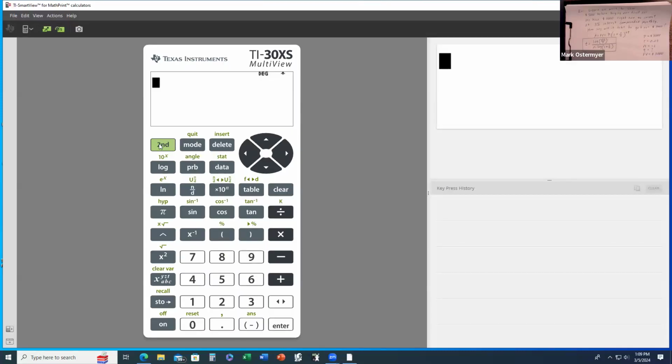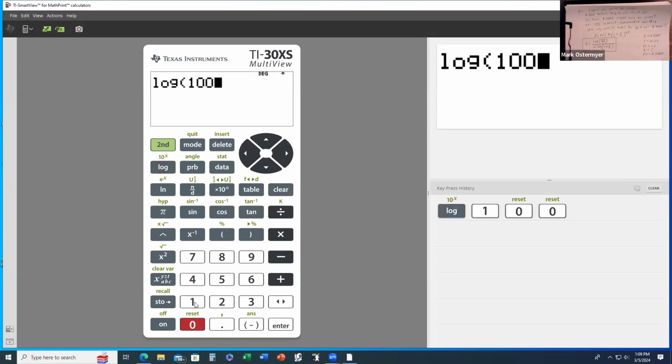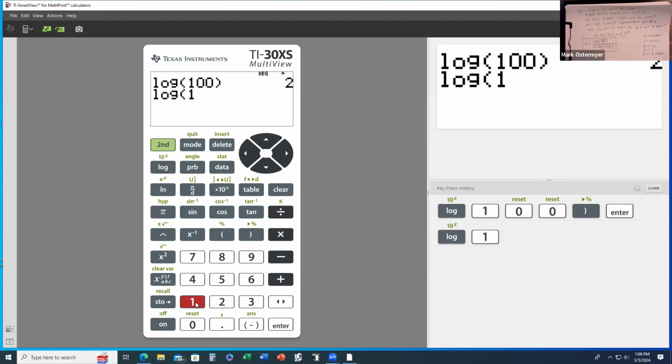Right below the green second key is the log button. That's your base 10 or your common log function button. Log. Watch this. If I take the log of 100, it better give me 2, because 10 raised to the second power is 100. See how that works there? Log of 1,000 better be 3.